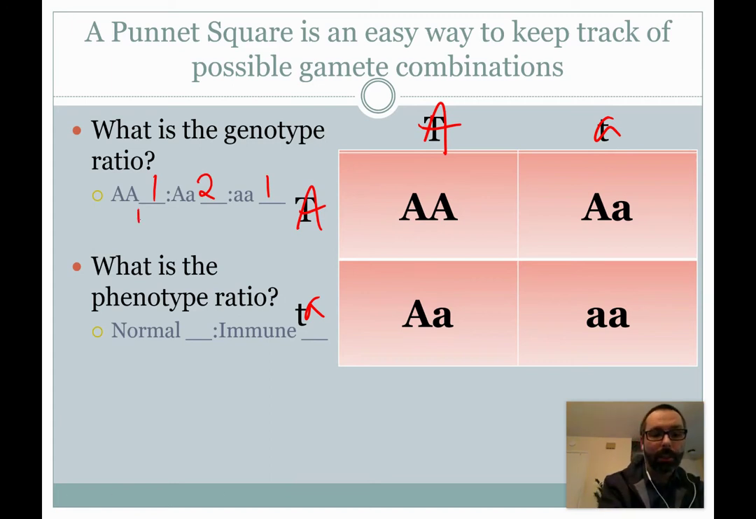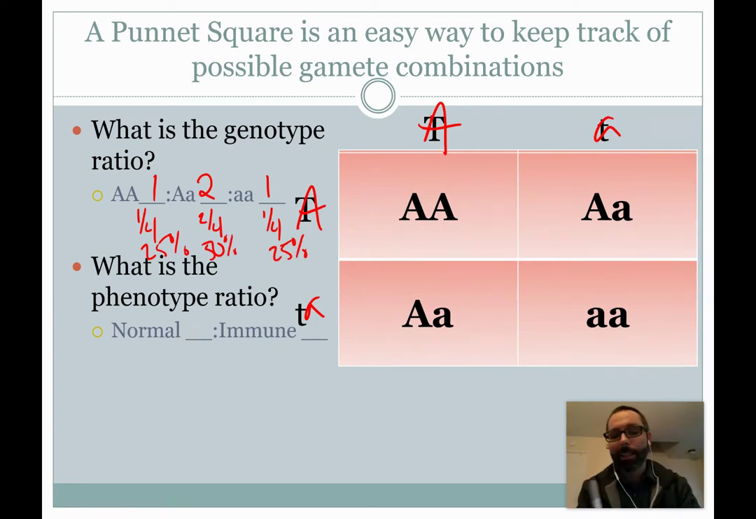You don't have to say it that way, though. You could use fractions, 1 out of 4, 2 out of 4, 1 out of 4. You could also use percentages, 25%, 50%, 25%. It does not matter. I do not care which way you do this, but you have to stick with it, whatever you choose. You can't just mix all the numbers together. It has to be all the same. So that's the genotype ratio. There's 1 homozygous dominant, 2 heterozygous, and 1 homozygous recessive.